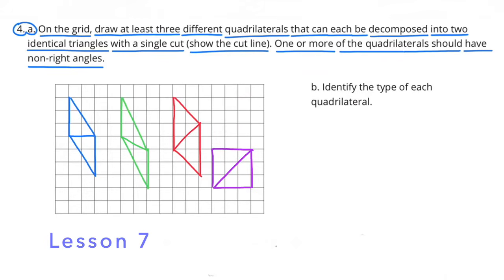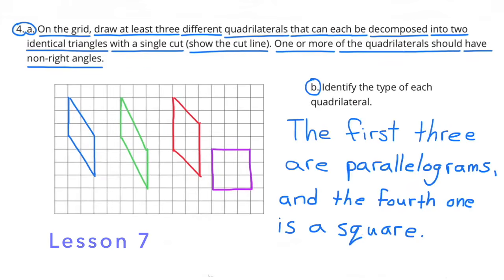B. Identify the type of each quadrilateral. The first 3 quadrilaterals are parallelograms and the 4th one is a square.